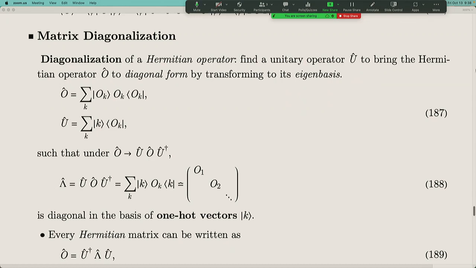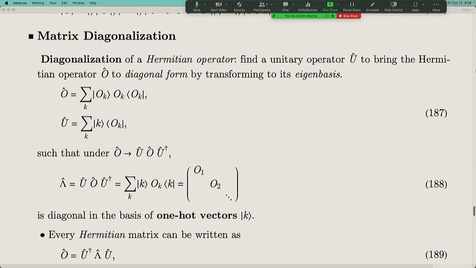So if you want to transform something to the eigenbasis, that basically corresponds to such a unitary transformation. This is the eigenbra of this operator, and then the k-th eigenbra of this operator. And this k simply means a one-hot vector with the k-th component being 1. And then this eigenbra may not be a one-hot vector. It may be a very complicated eigenvector.